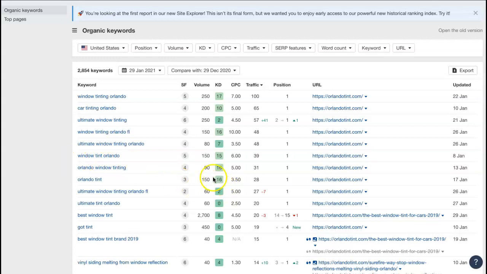And we'll also pay attention to this volume section. This is roughly how many times this particular keyword or key phrase is being searched for per month. So they have a lot of really good phrases here that have a high volume too. So that just gives you an idea of what you would be looking for.